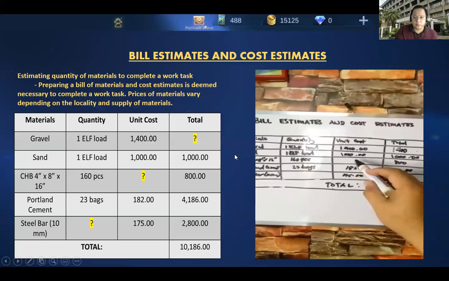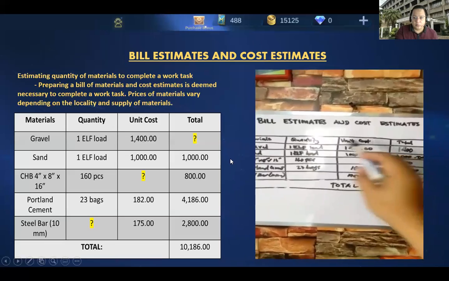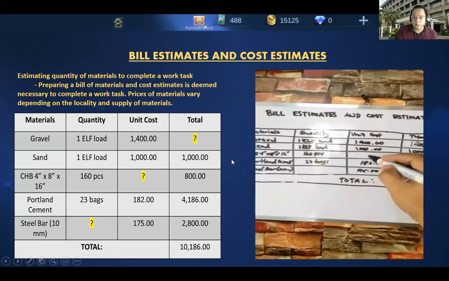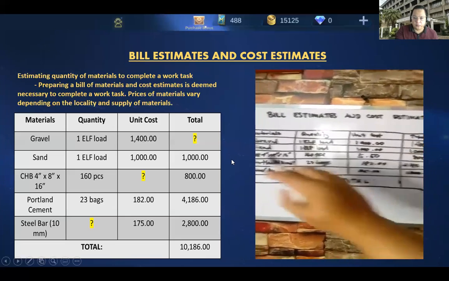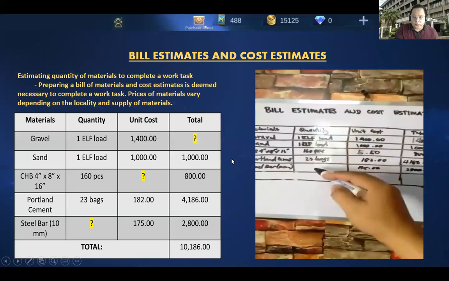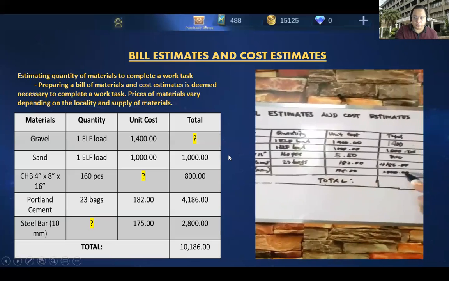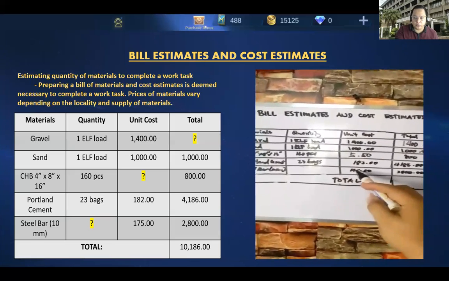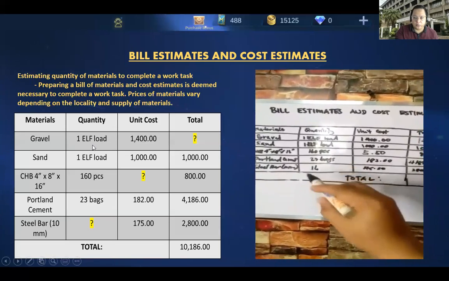If the unit cost is not available, all you have to do is divide total by quantity. So 800 divided by 180, your answer is 5.50 or 550 per CHB. If the quantity is not available, all you have to do is divide the total by the unit cost. So 2,800 divided by 175, your answer is 16 pieces of steel bar.